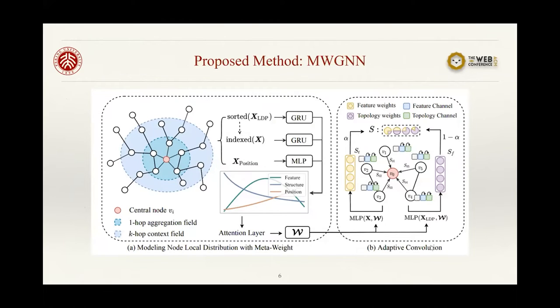First, we generate the meta-weight to model the NLD considering topological structure, node feature, and positional identity distributions separately. Then we integrate them by an attention mechanism, as shown in part A. Next, the key contribution in part B is the adaptive convolution consisting of the decoupled aggregation weights and independent convolution channels for node feature and topological structure.